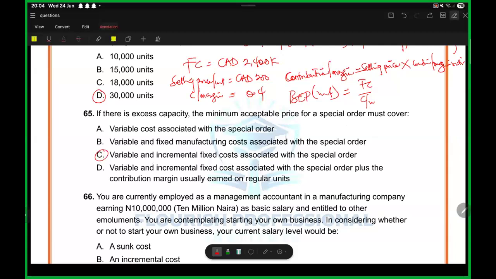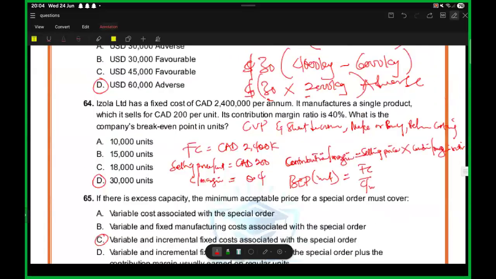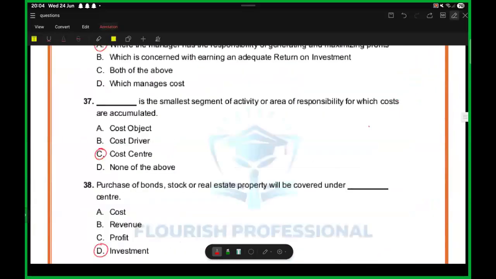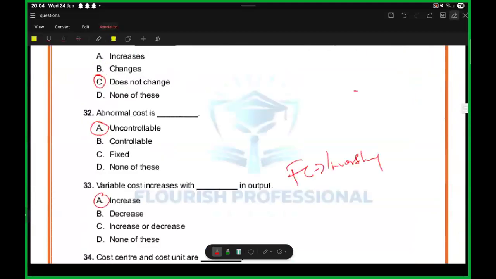So they say the variable and the incremental fixed cost associated with the special order. Yet option A says only the variable cost associated with the special order. It is correct, but not totally correct, because even though fixed costs remain constant, if we have an incremental fixed cost, it means that when you undertake another project, the cost will vary. You see, in the first example we did in the morning, let me check.